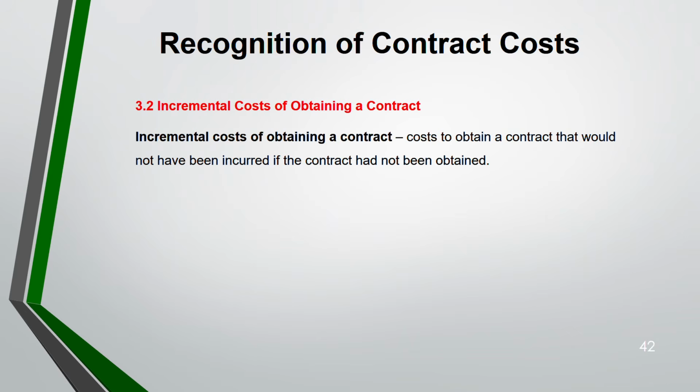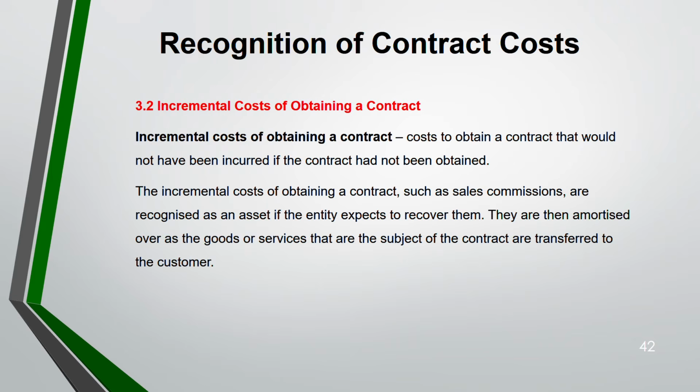Okay. First, incremental cost of obtaining a contract. The cost that you would have incurred for the contract that you would not have incurred if the contract had not been obtained. That means you are only incurring this cost because of that contract. Otherwise, it could be avoided. It is known as incremental cost.